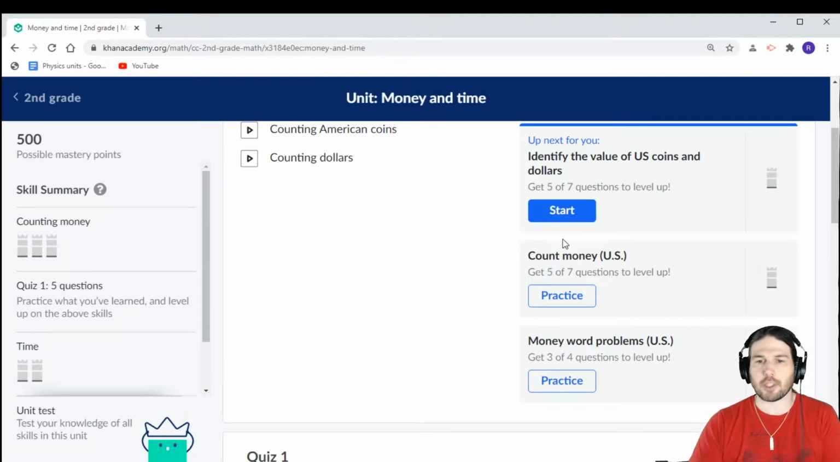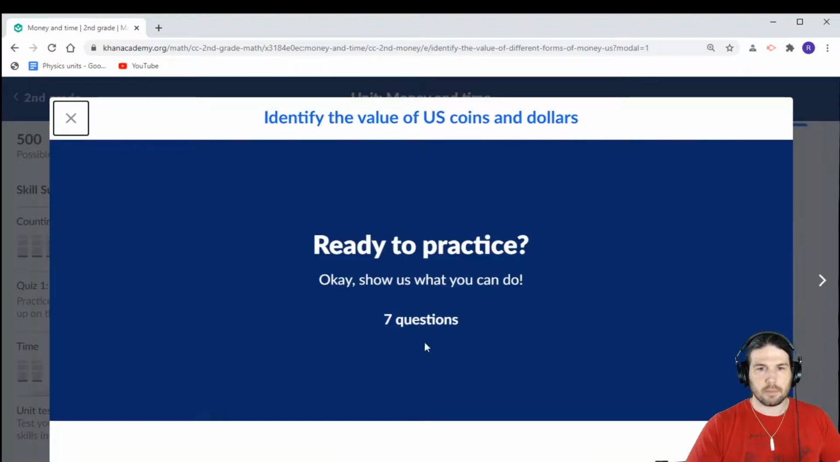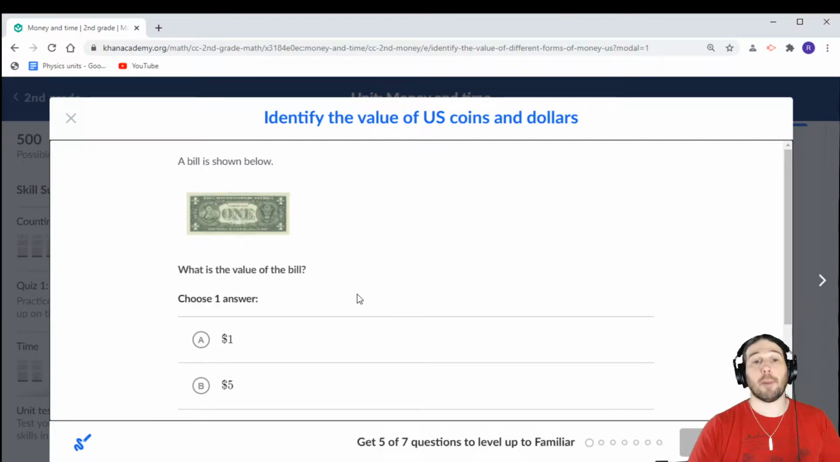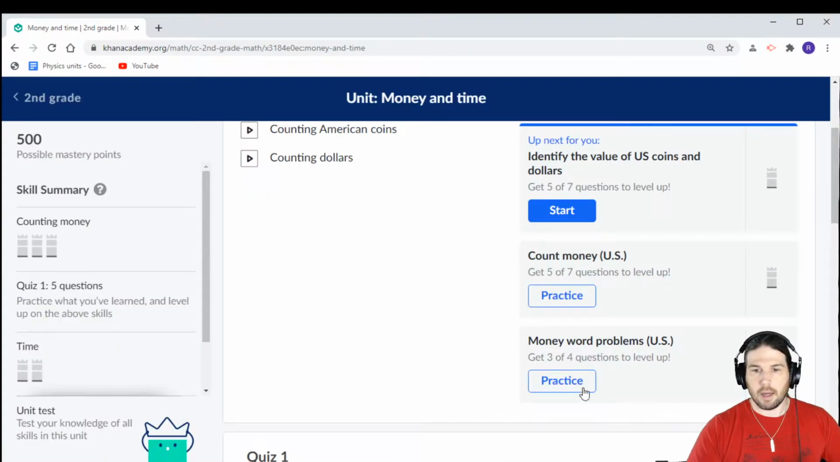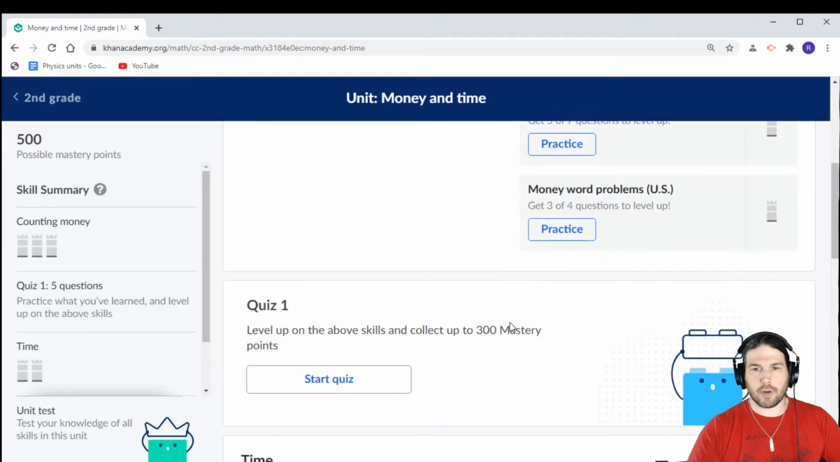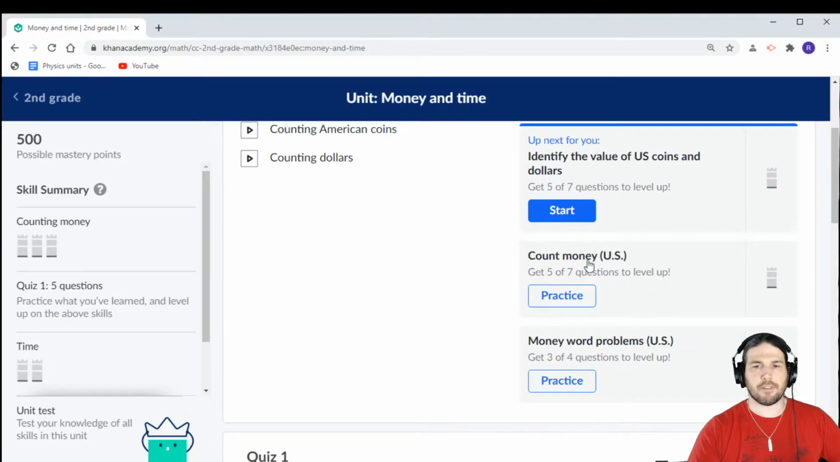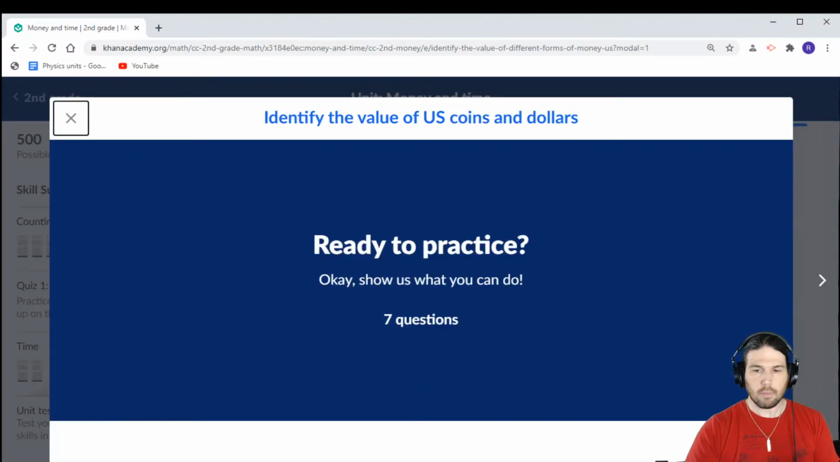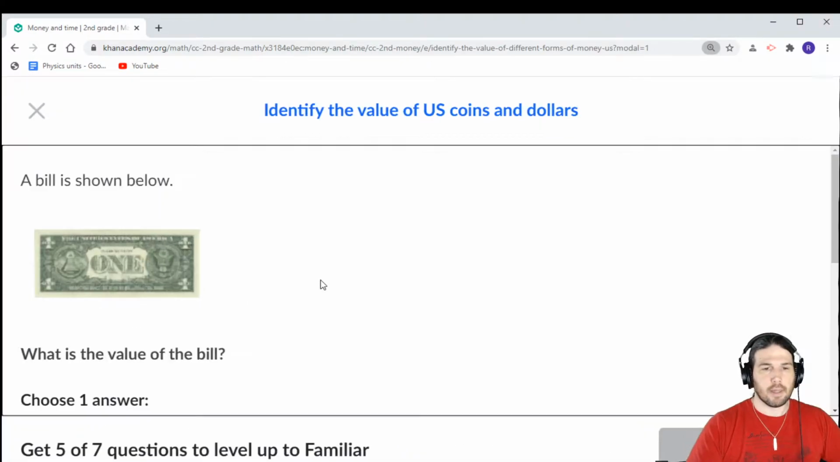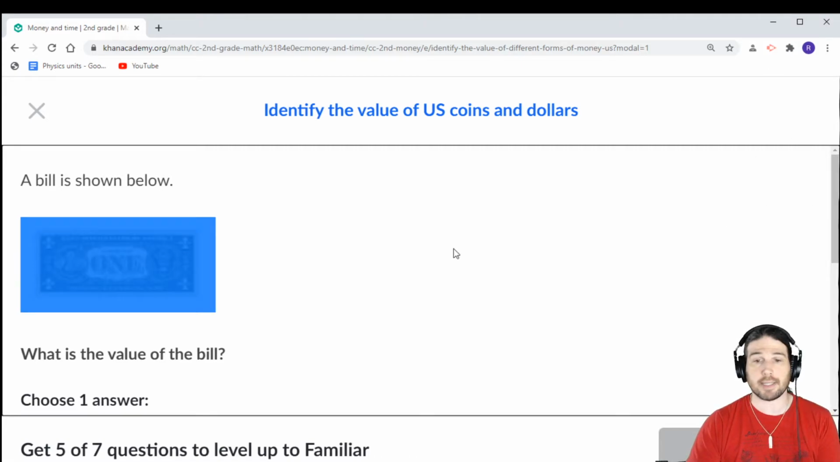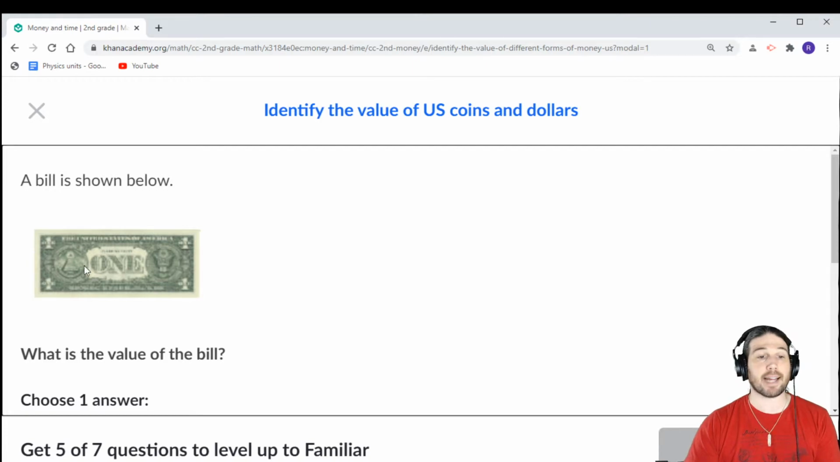Okay, identify the value of US coins and dollars. So we're going to talk about US dollars. It's interesting. I wonder if I were to use a VPN and VPN myself into Europe, would this be Euro coins? And would I be counting Euro money? I wonder. Anyway, we're going to stick with US money for now. But the general idea works the same for most currencies around the world. Most currencies have the value printed on the front and the back, usually many, many times.